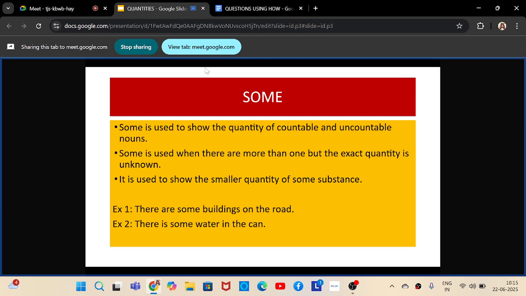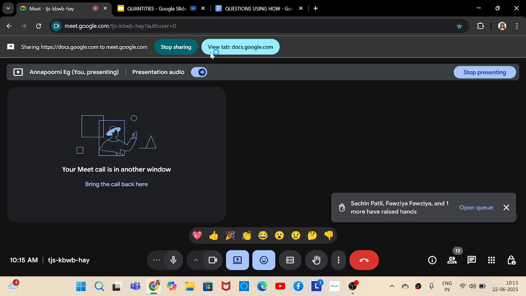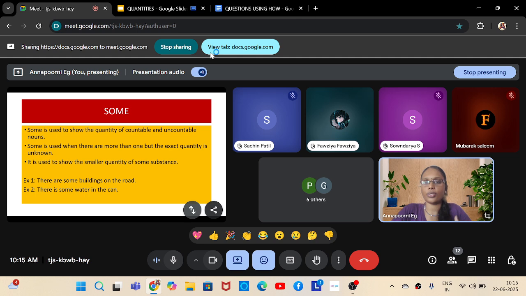Some is a very common quantity that we use. So some, in Tamil we generally say கொஞ்சம். Okay, for example, can you give me some water? Can you give me some water? Or can you give me some sugar? Okay. Sometimes we use it with countable nouns also.